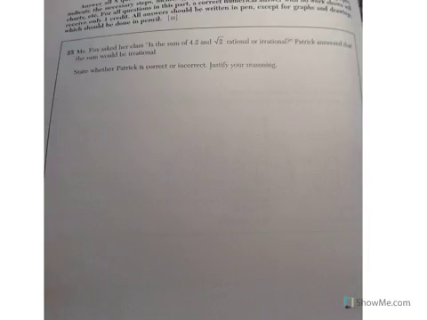Number 25, Miss Fox asked her class, is the sum of 4.2 and radical 2 rational or irrational? Patrick answered the sum would be irrational. State whether Patrick is correct or incorrect and justify your reasoning. So what you need to know here is that sum means to add. So what you're going to do is take 4.2 and add it to radical 2. And when you type that into your calculator, you will end up with a decimal 5.61421, and the number just keeps on going.